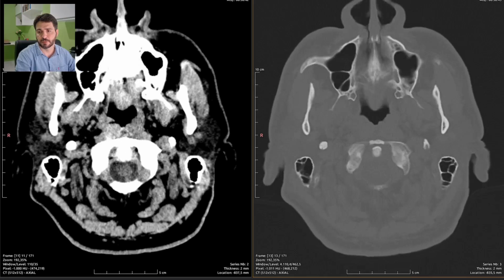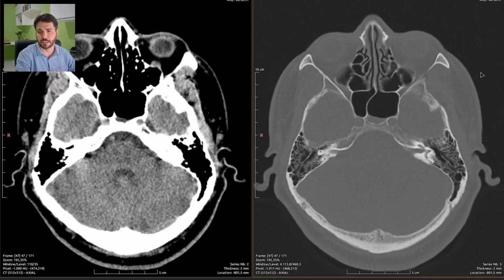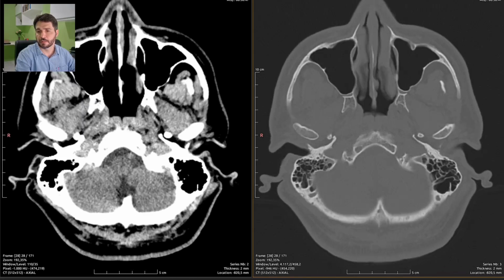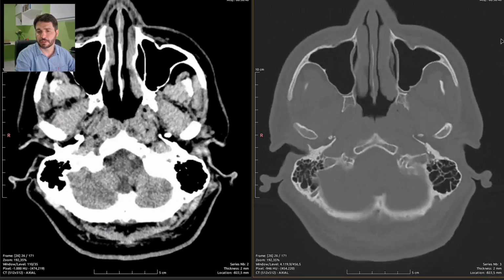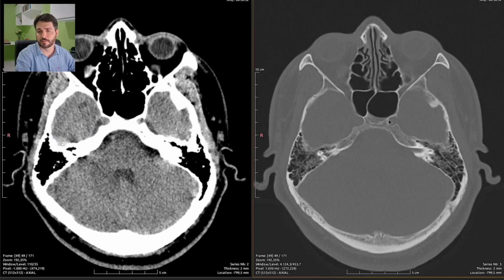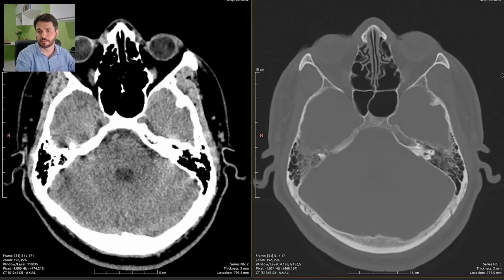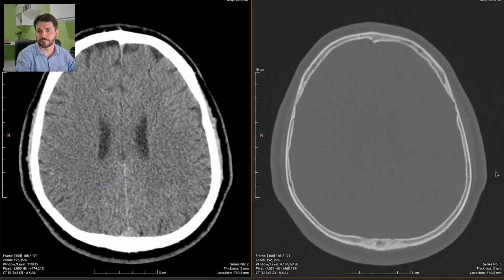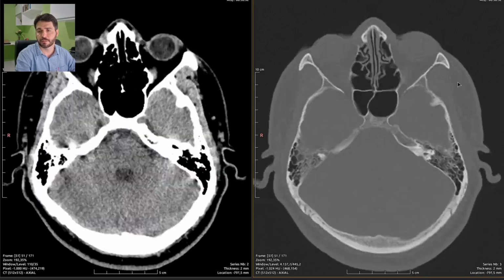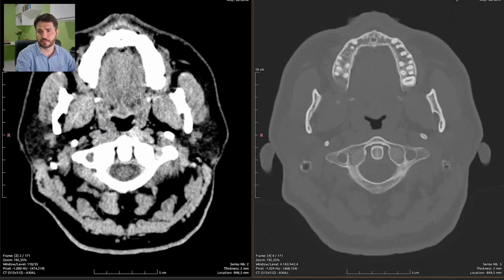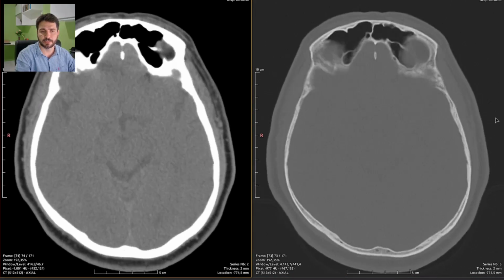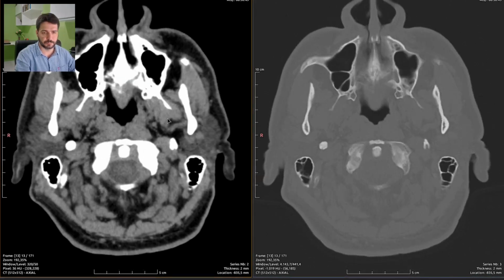Mastoids, temporal bones, petrous pyramids are fine. Internal ear structures are okay. Carotid canals are okay. Some tiny bit of fluid inside the left sphenoidal sinus. This is quite normal and usually, most of the time, asymptomatic, not related to the case itself.